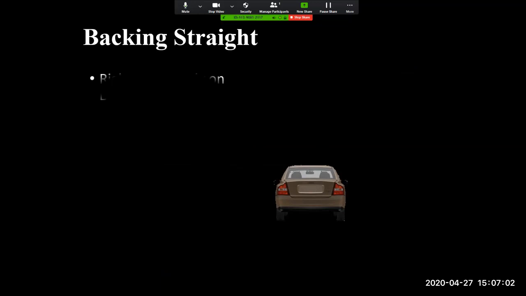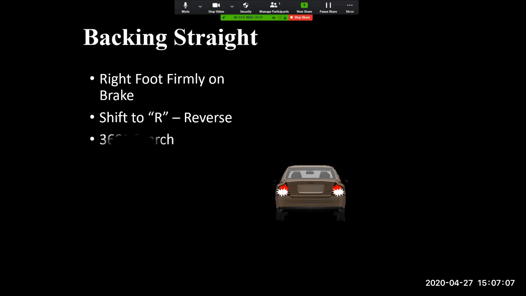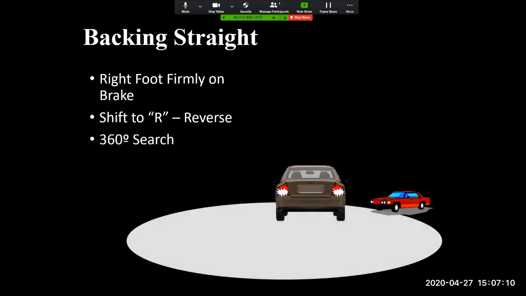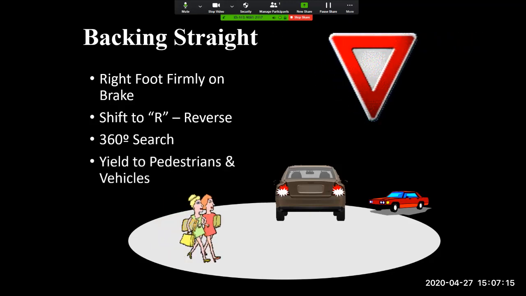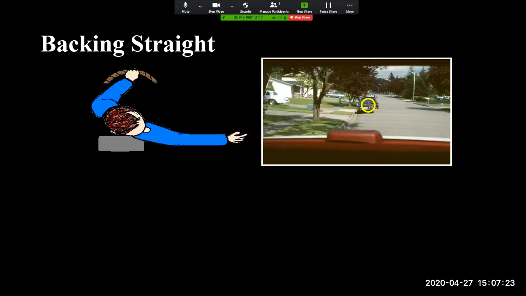Okay, backing straight, right foot firmly on brake, shift to reverse or R, 360 search. We're looking for everything. When we're backing, we are always the one to yield. Okay, if someone stops, if those pedestrians would stop for us, then we can continue to back. But if they don't stop, they get the right of way. So when we're backing straight, looks something like this. It's comfortable to put your arm on the seat next to you, because that really helps you turn to see where you want to go. Okay, it's not just the glance your head over. Okay, I'm not looking back. There's an entire side over here that I can't see.